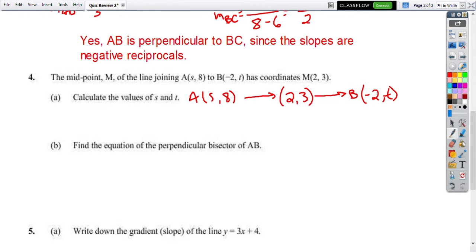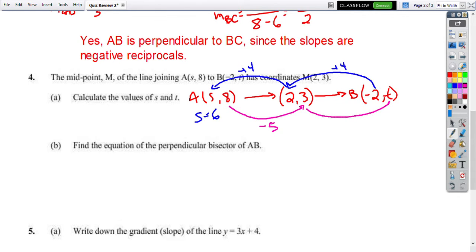So let's do the x first. So I'm going to work backwards. If I go from negative 2 to 2, I have to add 4. So if I go from 2 to s, I'm going to add 4 more. So 2 plus 4 is 6, so s is equal to 6. And if we go in the other direction, if I go from 8 to 3, I'm going down 5. So if I go from 3 to t, I have to also go down 5. 3 minus 5, we know t is equal to negative 2.